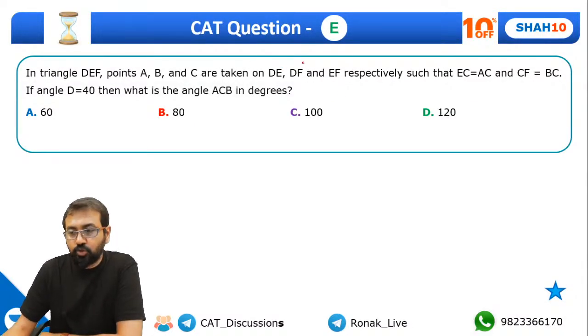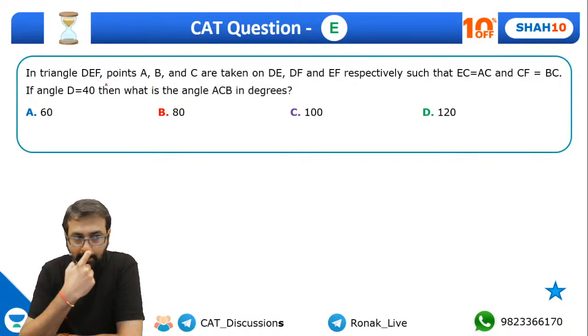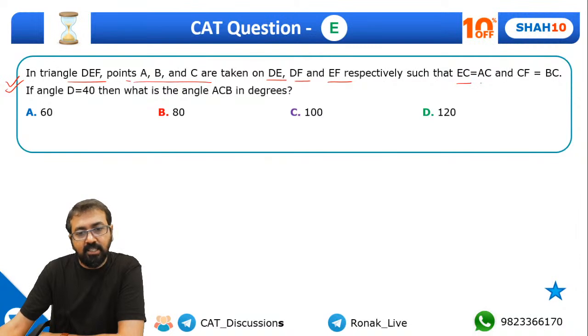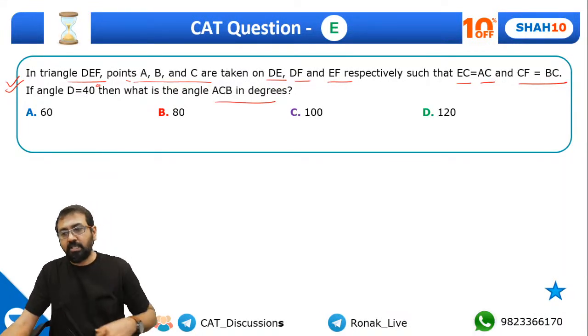Fine guys, so here comes one more question. Try for this one. In triangle DEF, points A, B, C are taken on DE, DF and EF respectively, such that EC equal to AC and CF equal to BC. If angle D is 40 degree, then what is the angle ACB in degrees?